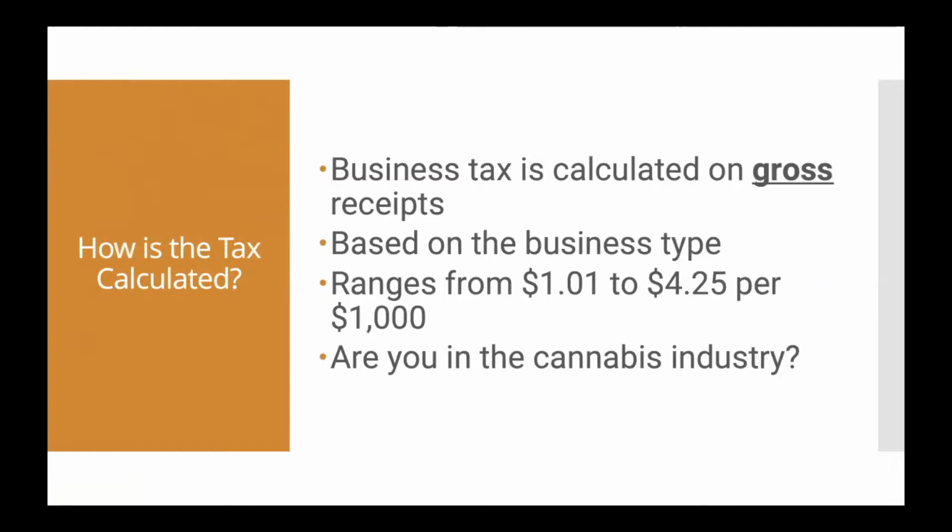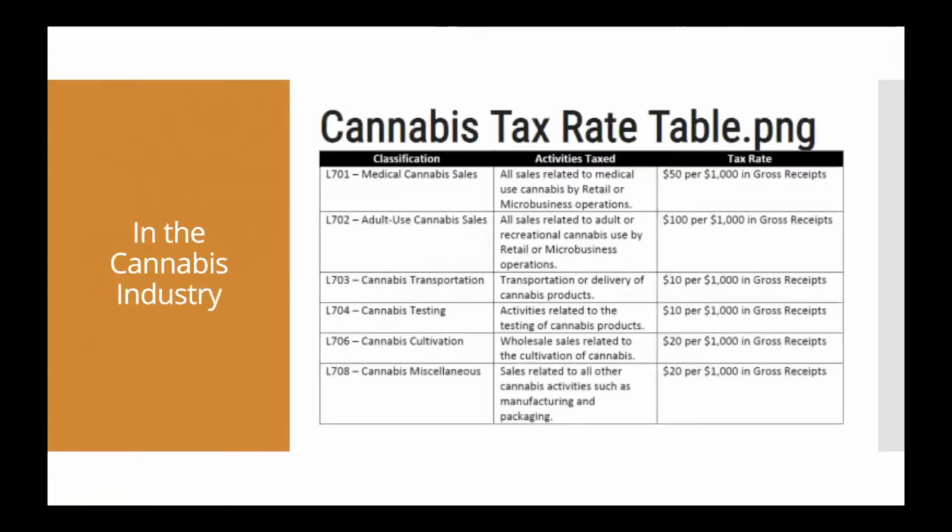Now, what if you're in the cannabis industry? Now, I'm not an expert in the cannabis industry, but I did want to include this in case there are some individuals who are in the cannabis industry. Well, if you are, the tax rate is significantly higher. As you saw on the previous slide, the maximum rate was $4.50 for a professional. You'll see the minimum here is $10. And if you are in the adult use cannabis sales, anything related to adult use of recreational cannabis, your tax rate is $100 for every $1,000 you make. That is an astronomical difference versus other types of business entities working in the city of LA.